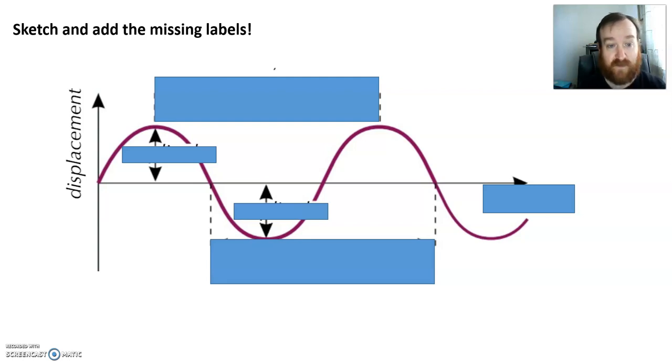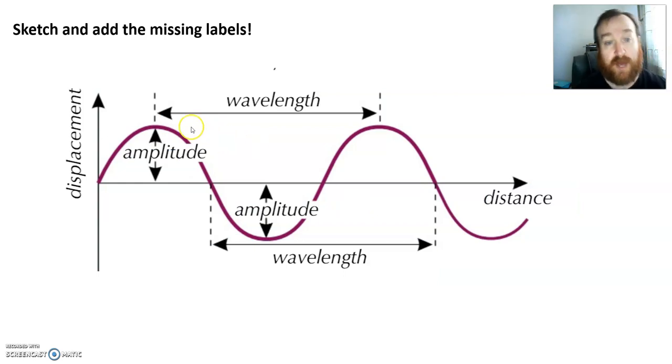Okay, hopefully you've finished that little labelling exercise of this transverse wave. Here are the labels that I've added. We've got wavelength from the very top of the peak to the next peak. It doesn't want to be halfway down the peak. It wants to be at the very top, the highest amplitude. Amplitude is from the equilibrium line all the way to the highest point of the wave, and the same with the bottom amplitude, from the equilibrium to the lowest point on the wave.